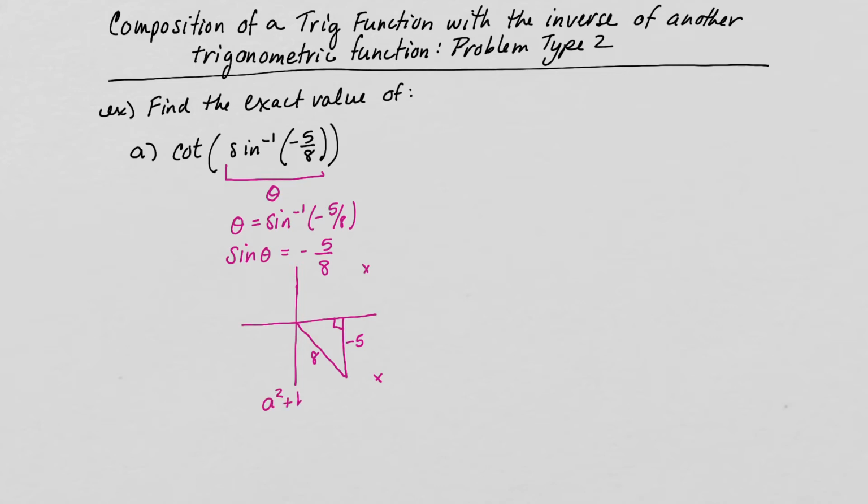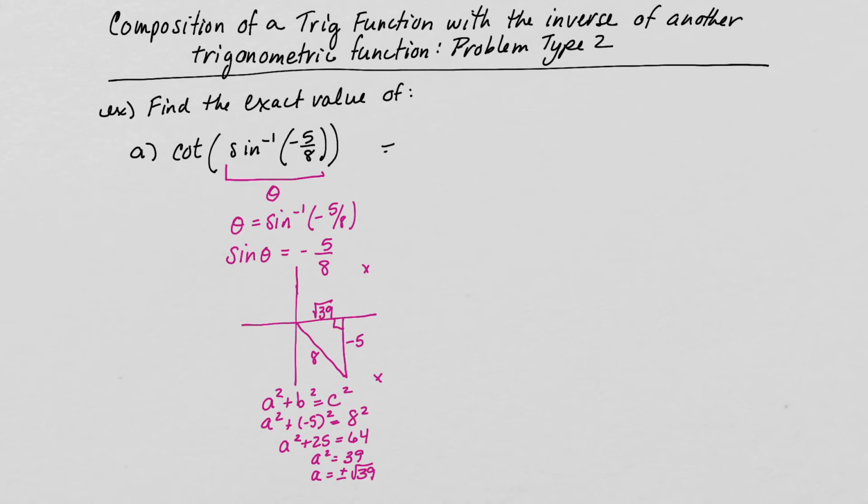So a squared plus b squared equals c squared. So a is, we'll say a is the one we don't know. So a squared plus negative 5 squared equals 8 squared. So a squared plus 25 equals 64. And then a squared, if I subtract 25 from both sides, I'm going to get 39. So a is going to be plus or minus the square root of 39. And because we know we're sitting here in the fourth quadrant and we're going this way, we know that a is going to be the positive. So square root of 39.